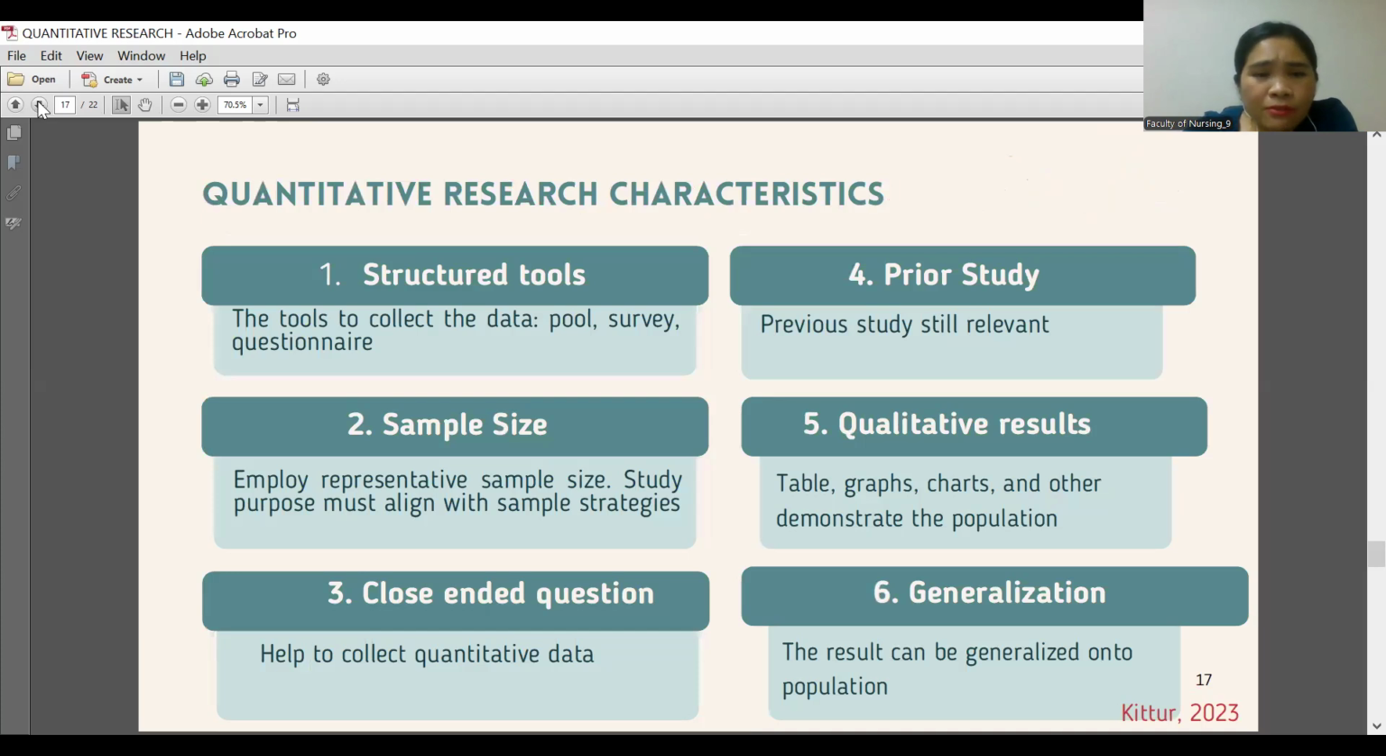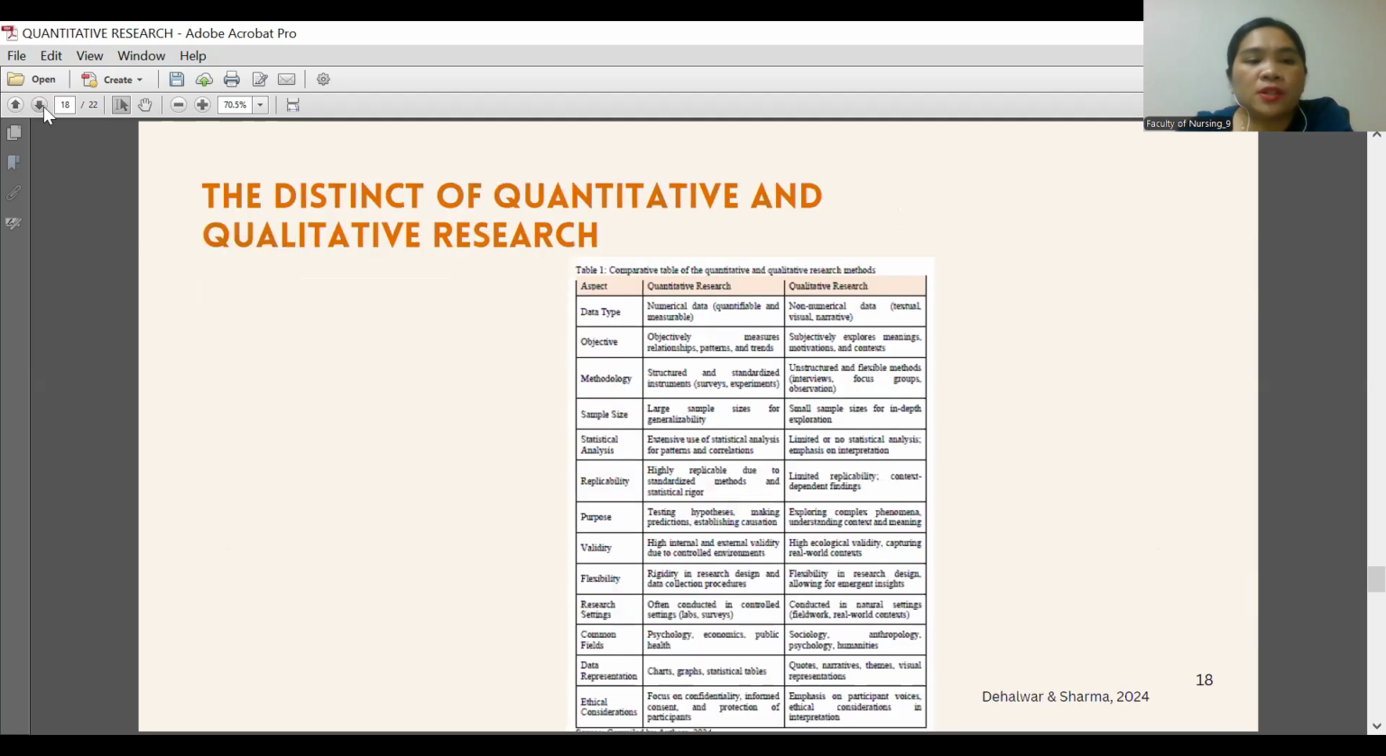Quantitative research characteristics, the first one, it has structured tools. We collect our data using a poll, survey, or questionnaire. The sample size is quite big. They also have close-ended questions, so not open questions. It's only close-ended questions, like: do you have pain, yes or no. We also can refer to the previous study, and the result will be displayed in tables, graphs, charts, and others. And for generalization, the result can only be generalized to a similar population.